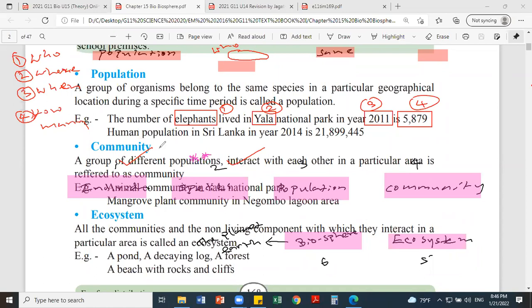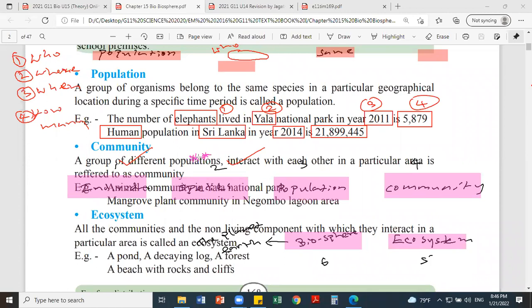Let's see the second example for population. Now I am teaching you how to remember this example easily. Who, where, when, how many? Who? Human. Where? In Sri Lanka. When? 2014. How many? Nearly 21 million. Now it's more than that. Is that clear? You can take any other example.